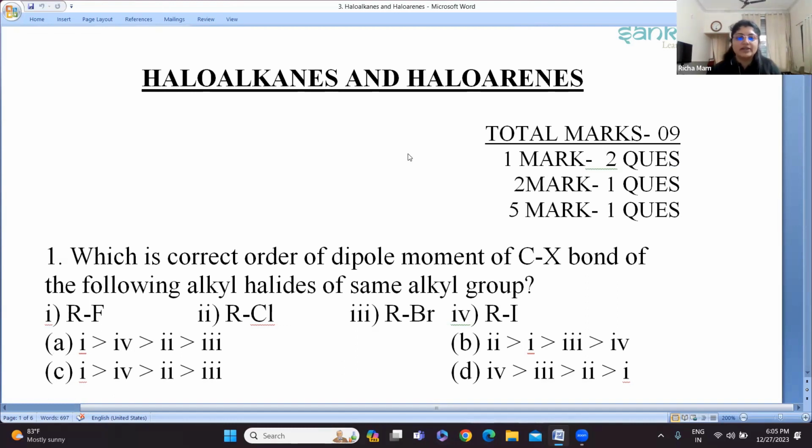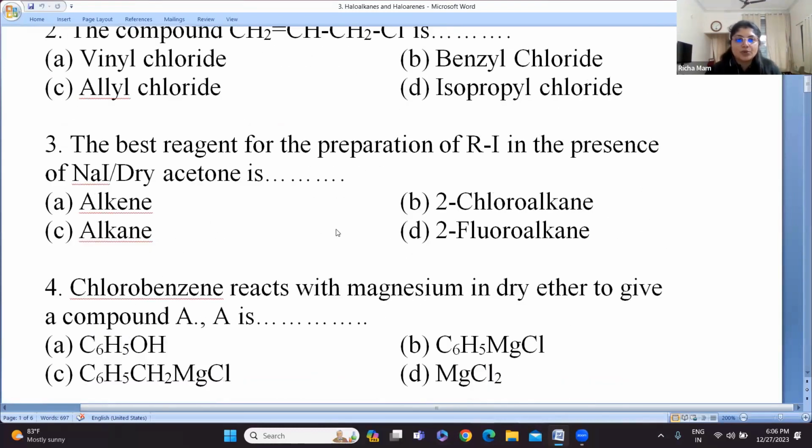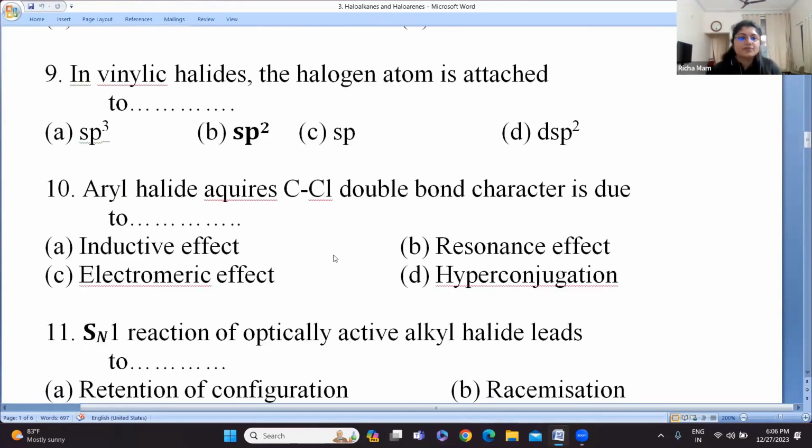This 5 mark question is not asked directly for 5 marks. It will be further divided into 3 plus 2 mark. Direct questions in chemistry for 5 marks are not asked. Either it will be 3 plus 2 or sometimes, in rare cases, 4 plus 1. Fine. So moving further, these were the questions which we have already discussed.